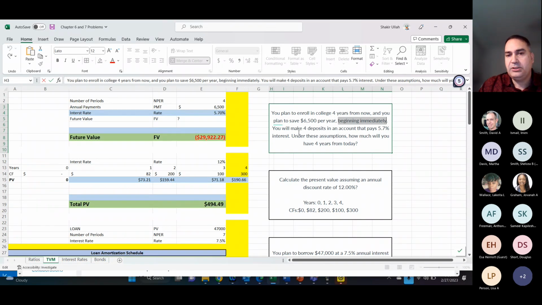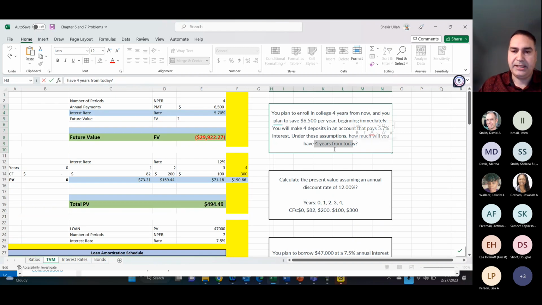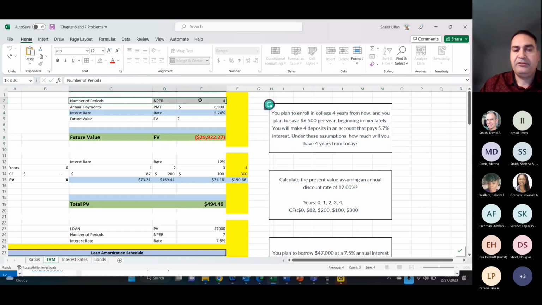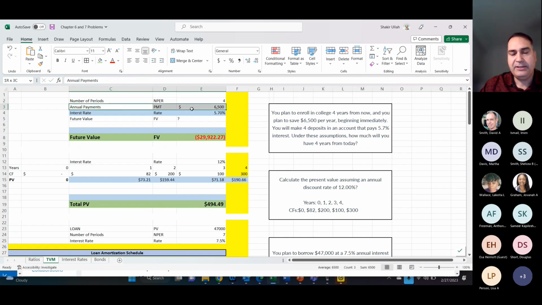And you have to make four deposits, and interest is 5.7%. All right. So how much will you have 4 years from today? That means we need to find the future value of this annuity, right? Because we want to find the value 4 years from today, future value of annuity. Now, bringing that data here, we have number of periods equal to 4. Annual payment is given, that is 6,400. So we're depositing 6,400 each year. The interest rate that we're going to earn is 5.7%. What we need to find is the future value.